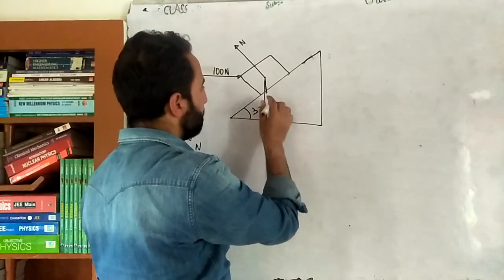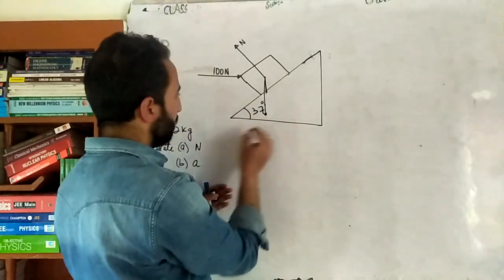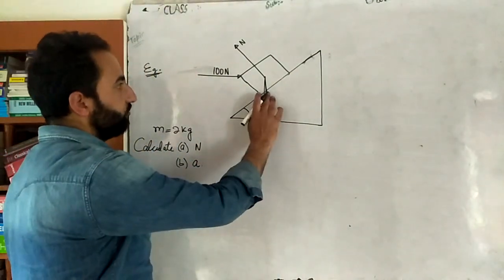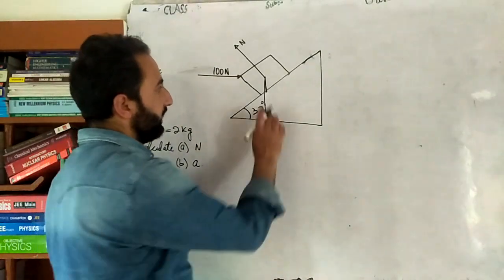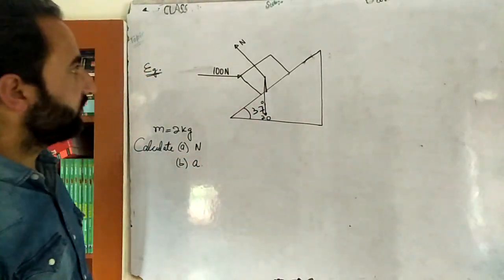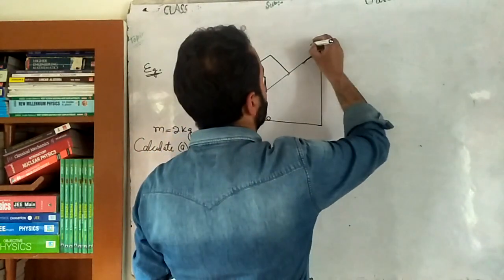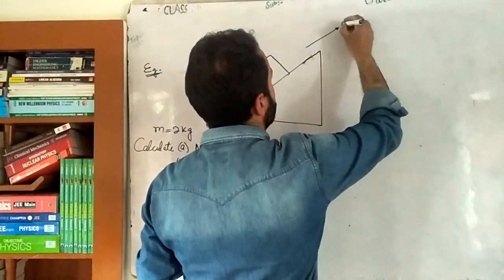And how much is that weight? That weight is simply equal to 20 newton. mg, that's 20 newton. The mass is 2 kg, so the weight will be 20 newton. Now next, this block will obviously accelerate in this direction. So this will be the direction of the acceleration.